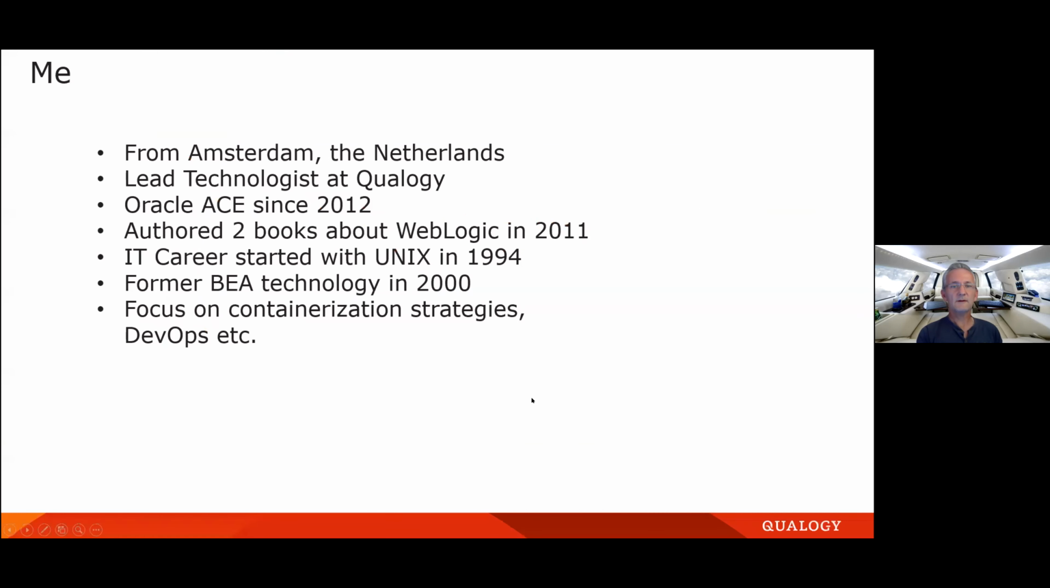First of all, some short story about me, if you're interested. I'm from Amsterdam, from the Netherlands. I'm a so-called technologist slash architect from our company Quality, which is located near The Hague in a city called Rijswijk. And I'm an Oracle ACE and an Oracle ACE director since last year. I was nominated for Oracle ACE director, and I authored 2 books about WebLogic, one of my first loves when I entered the IT space.